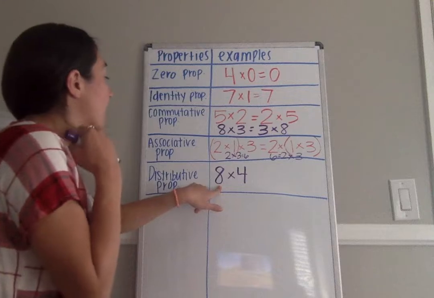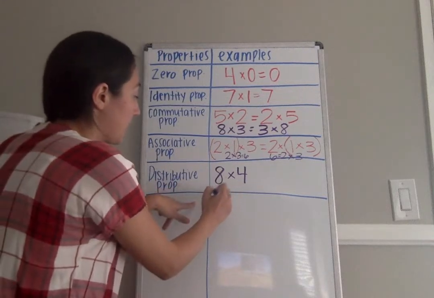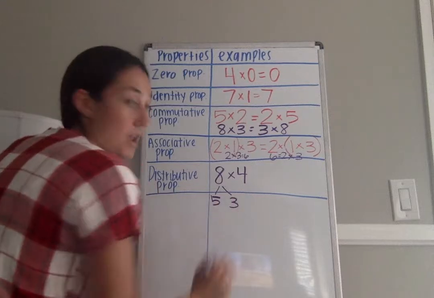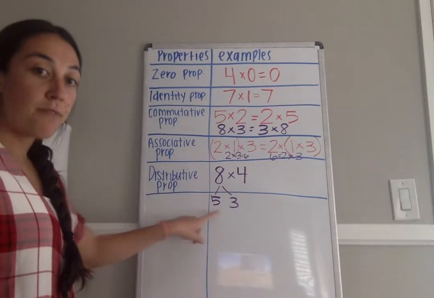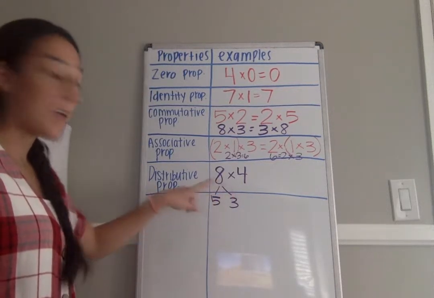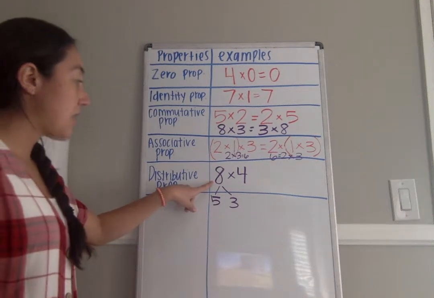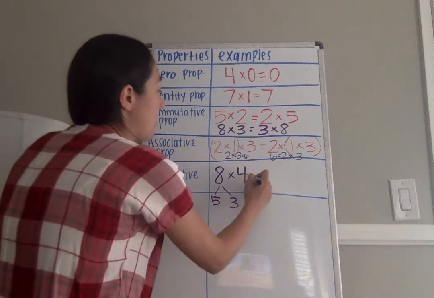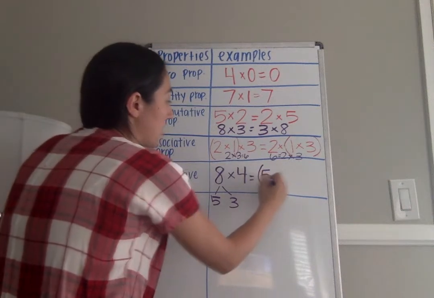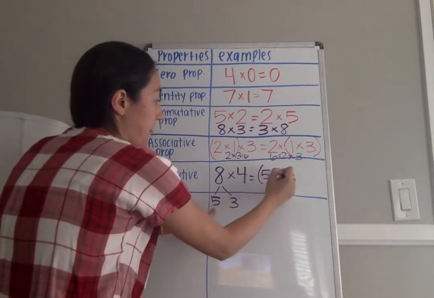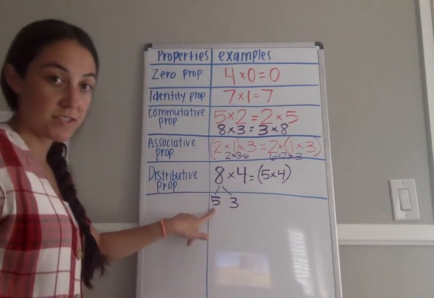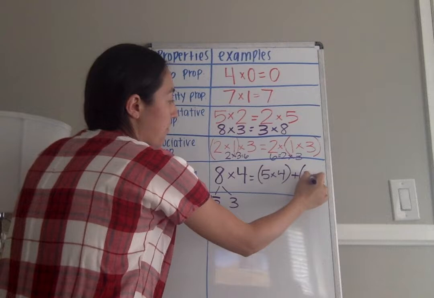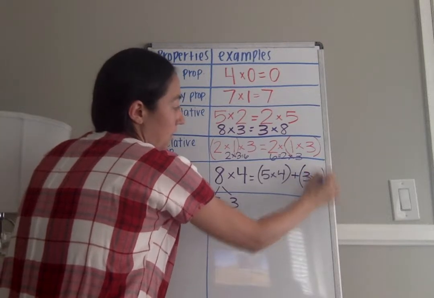So in other words, I could break this apart maybe into 5 and 3, because I know that 5 plus 3 equals 8. So now what I would do is I would multiply each of these numbers by 4. So my equation would look like this. 5 times 4, just like that, but I'm not done yet, plus 3 times 4.